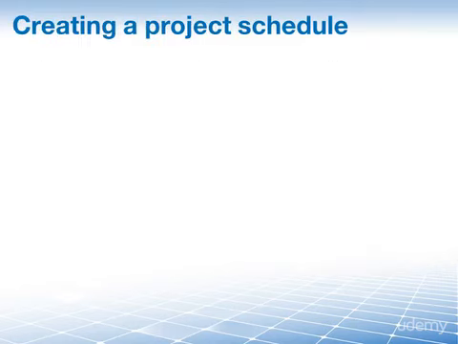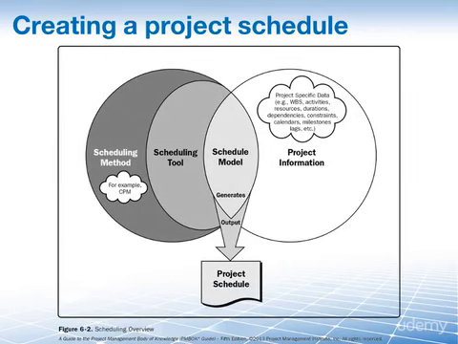The PMBOK guide has a very nice figure that explains how we actually create a project schedule, what we need, the components for it. Of course, the number one component that we need is project information. That is the circle, the big circle there on the right-hand side. This is basically your project-specific data. How long is each activity? Who's going to be working on the activity? When should the activity start? When should it finish? Who are the predecessors and the successors of each activity?